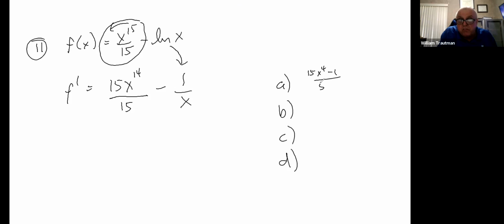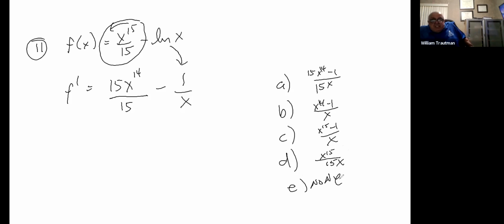15x to the 4th minus 1 over 15x is one answer. 15x, let's just put x to the 14th minus 1 over x as another answer. What else could we possibly have? Let's get crazy. x to the 15th minus 1 over x is another answer. Oh, you have to subtract 1 though. Let's try another one, x to the 15 over 15x. A, B, C, D, E, none of the above. You have to pick the correct answer. So you have to know, that's why I picked this problem. There's a little algebra involved. It's not a lot, but there's a little algebra involved here.